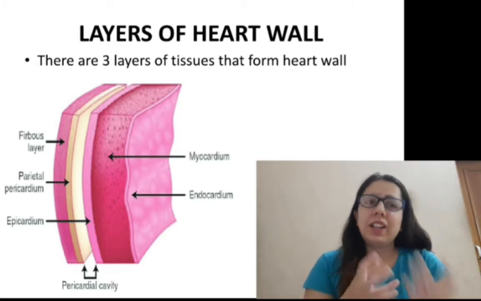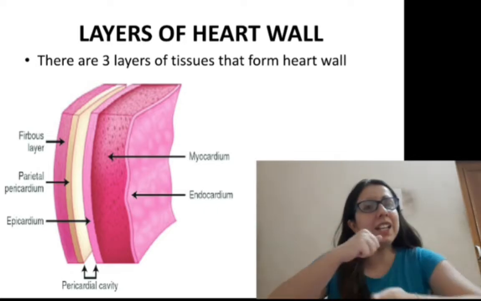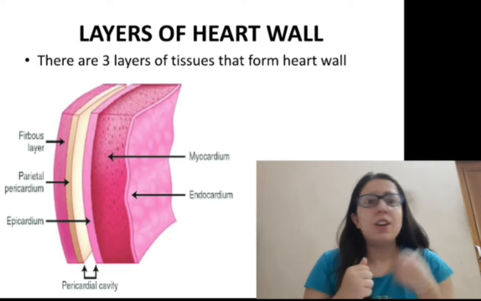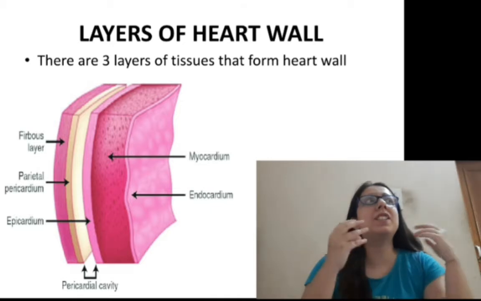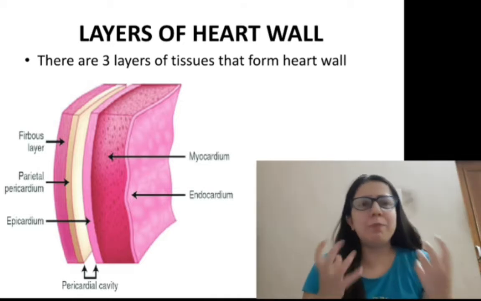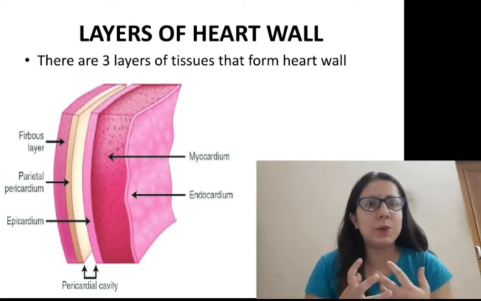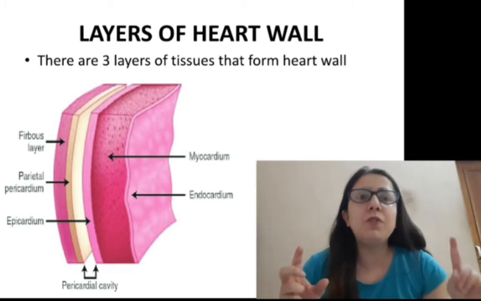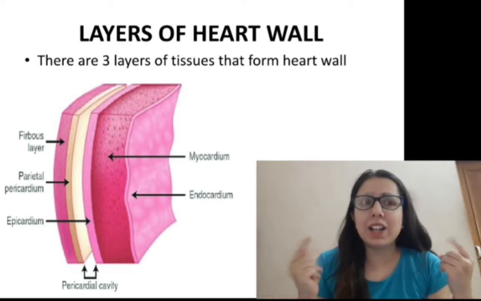So the heart definitely has some wall around it, right? There are basically 3 layers of heart wall that protect it from external shocks, and many more things like sudden heart attacks, you can say. So first thing is, it has 3 layers of tissues that form the heart wall. So what are these tissues?